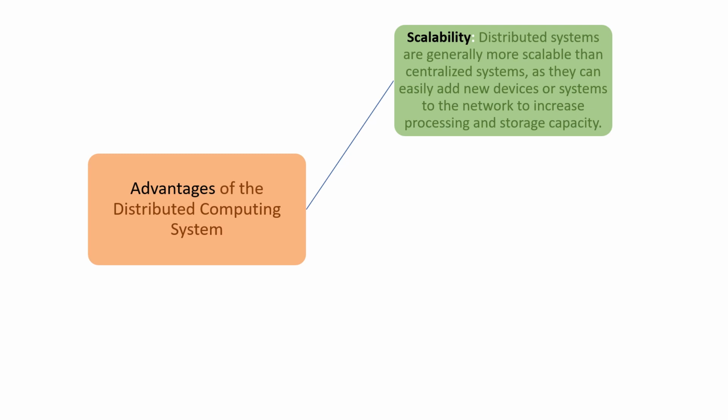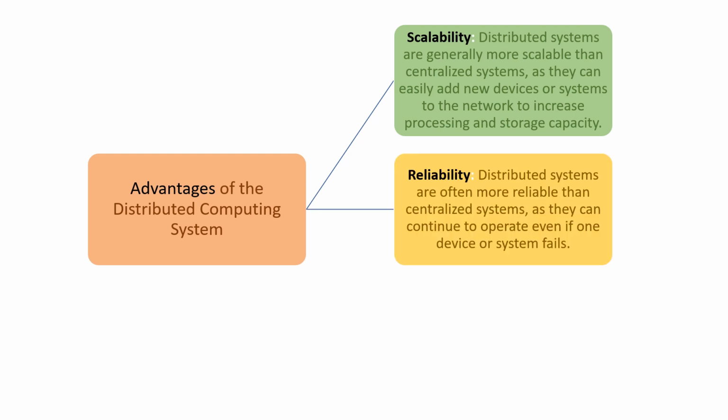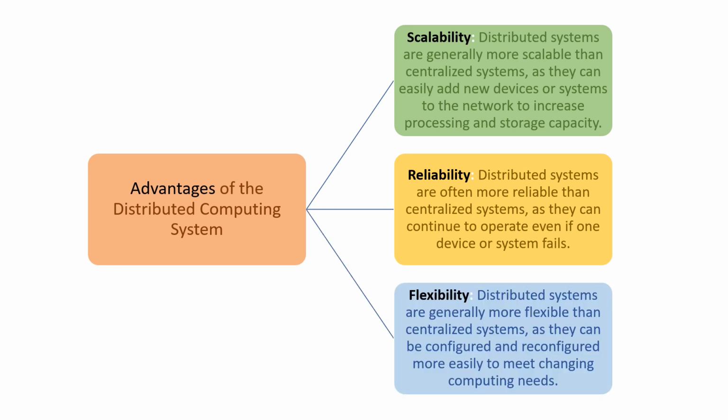First one is the scalability, and these systems are generally more scalable than the centralized system, which involves a central hub which controls all the other systems, as they can easily add new devices or systems to the network to increase processing and storage capacity. And next thing is the reliability, and these are more reliable than the centralized system as they continue to operate even if one device or system fails. So this is the main advantage of this distributed computing.